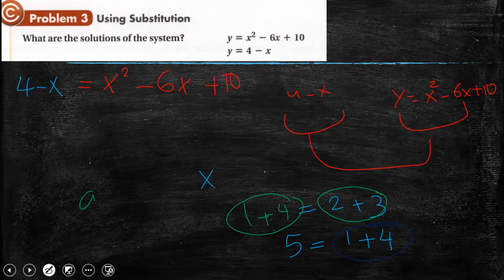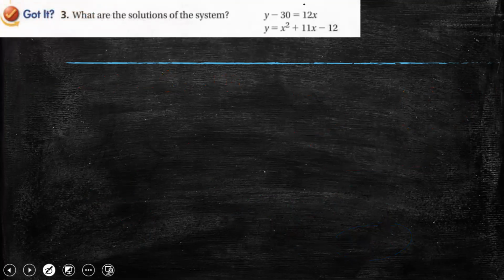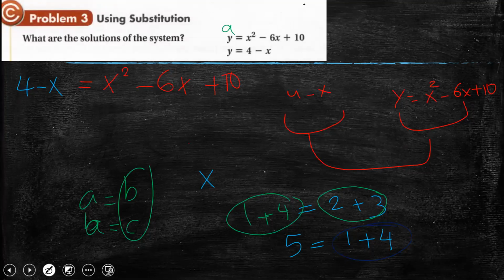Do you remember I told you if A is equal to B and A is equal to C, then B equals C? Yes. Here, this is A, this is B, and this is C. So that means x squared minus 6x plus 10 equals 4 minus x.